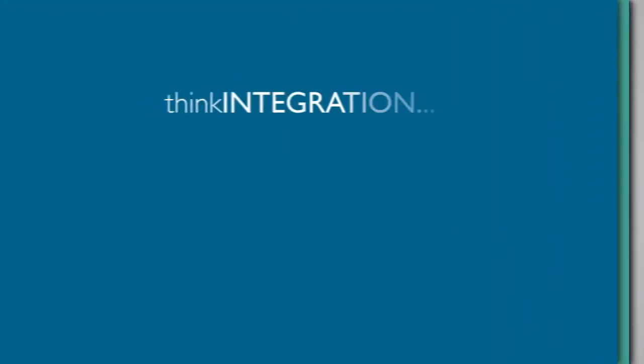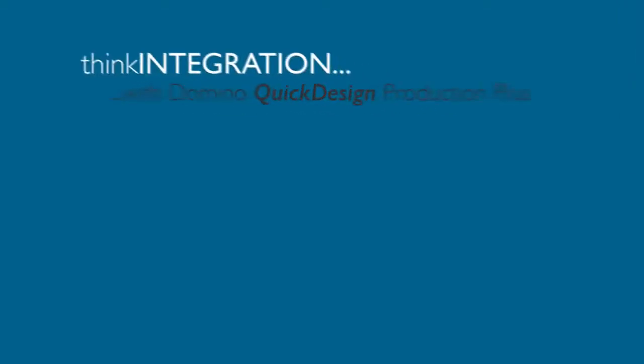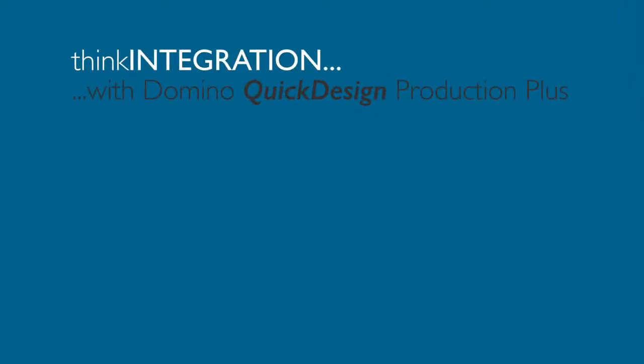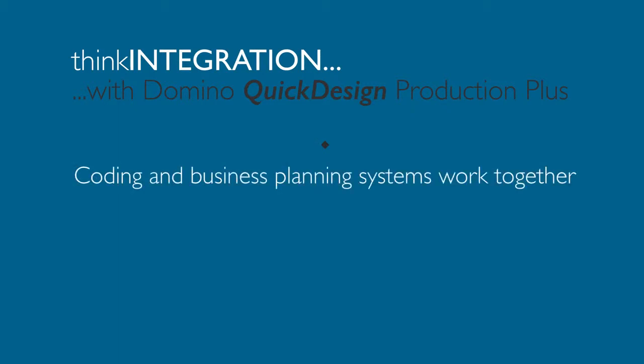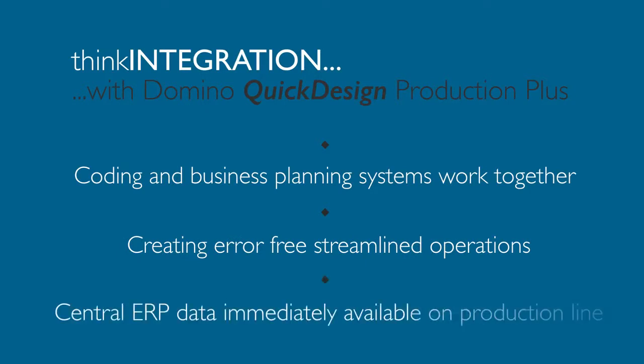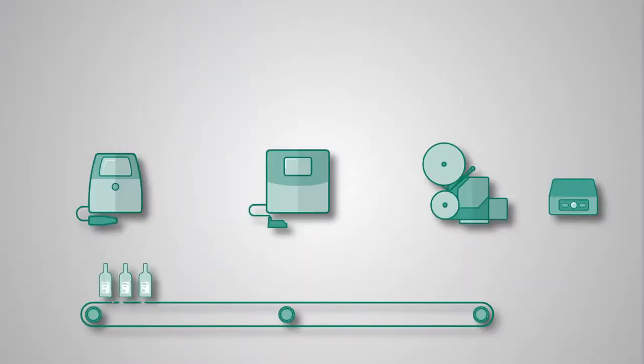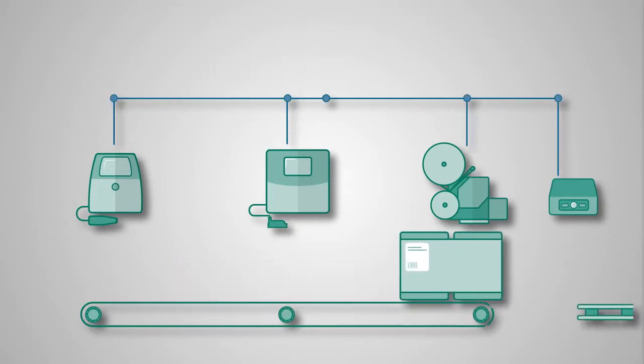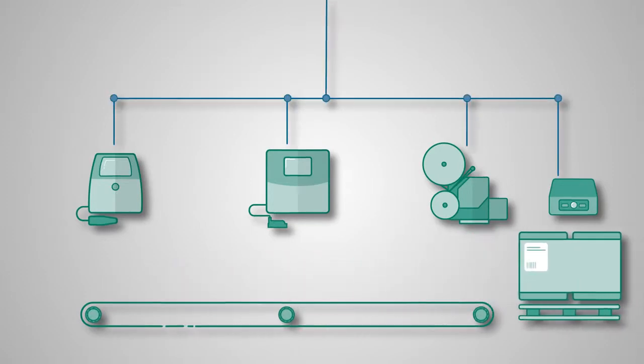Introducing Think Integration with Domino Quick Design Production Plus. Production Plus enables coding and business planning systems to work together, creating simple, error-free, streamlined operations. Central data from ERP immediately available on your production line. Think Integration is about maximizing the capability of your current production line with a simple hardware setup.